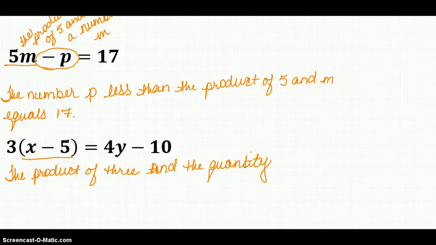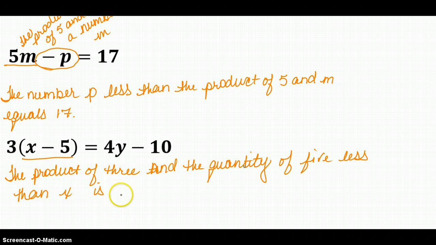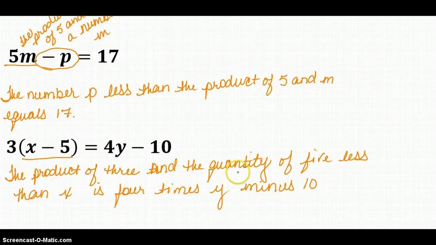A few little glitches, but let's look at this again. The product of 3 and the quantity of 5 less than x is 4 times y minus 10. There are a lot of different ways you can write these, but that one makes total sense to me. The product of 3 and the quantity of 5 less than x. So we know that that 3 has to get to both parts.